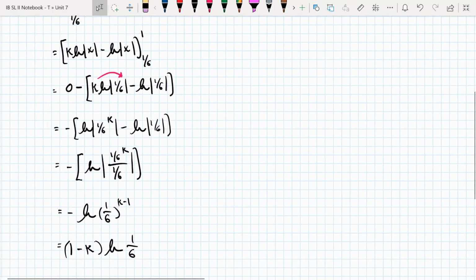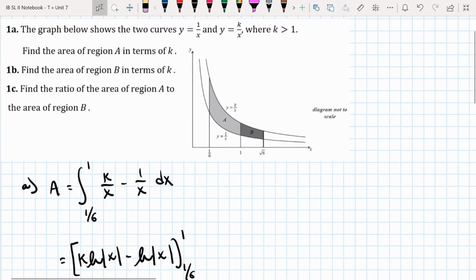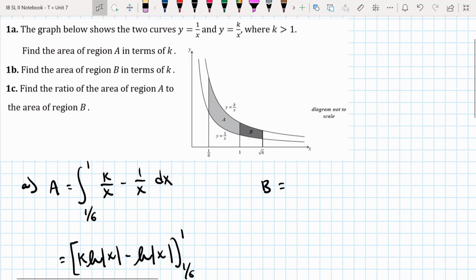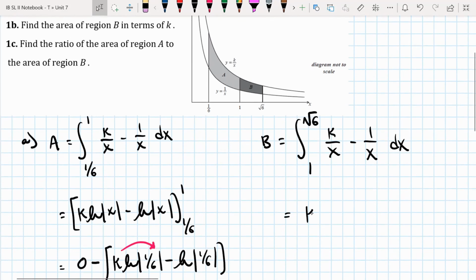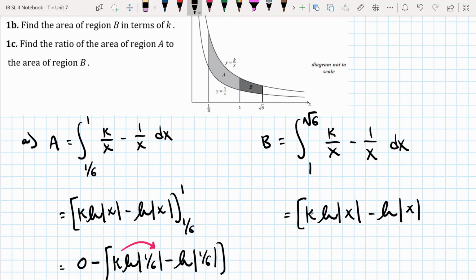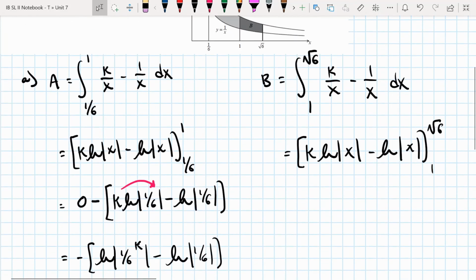Next one wants us to find the area of region B, which is going to be the same thing, except the limits of integration are going to be different. So in this case, instead of 1/6 to 1, it's going to be 1 to the square root of 6. Okay, so we have k over x minus 1 over x dx. And now the integral of this is k natural log of x, same as before, minus ln of x, evaluated from 1 to the square root of 6. Well, in this case, the 1 term is going to be second, and so all I need to do here is plug in the square root of 6.